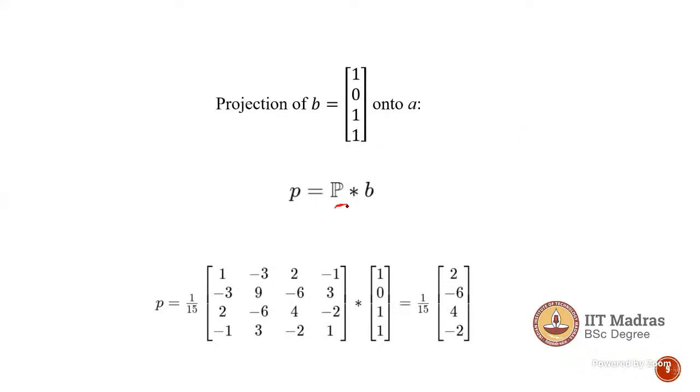So when you have this projection matrix, you simply multiply it with the vector to get the projection of that vector. Okay, so this is how you do the projection of a vector onto another vector using this projection matrix.